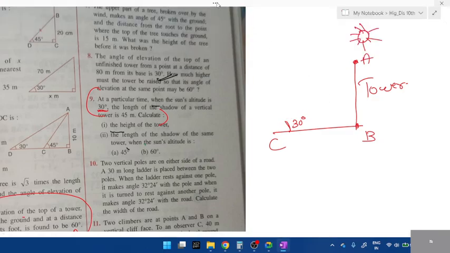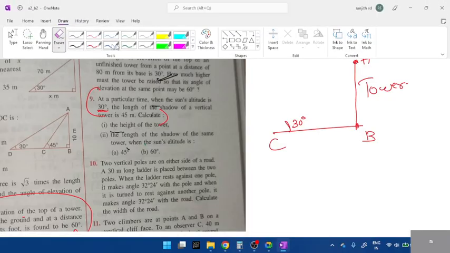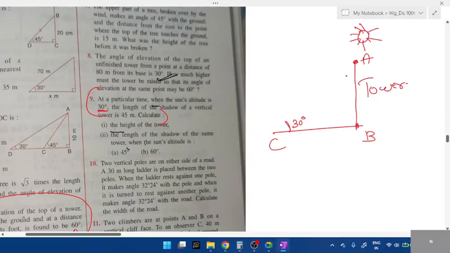So which is the shadow here, students? Which one is the shadow? AC, how can AC be the shadow? BC is the shadow, students. When the sun is on top, your shadow will always fall on the ground, right? Yeah, it will fall on the ground.